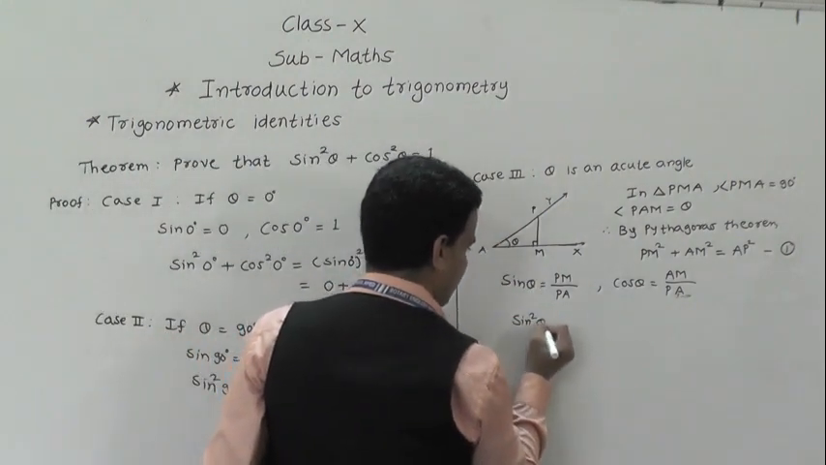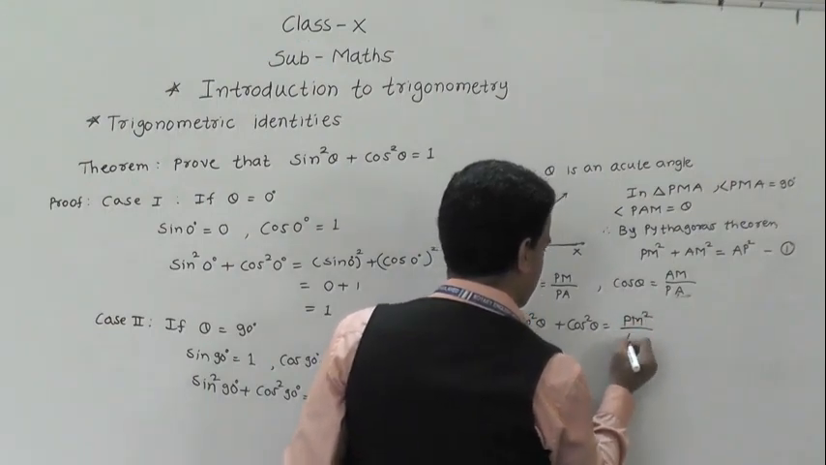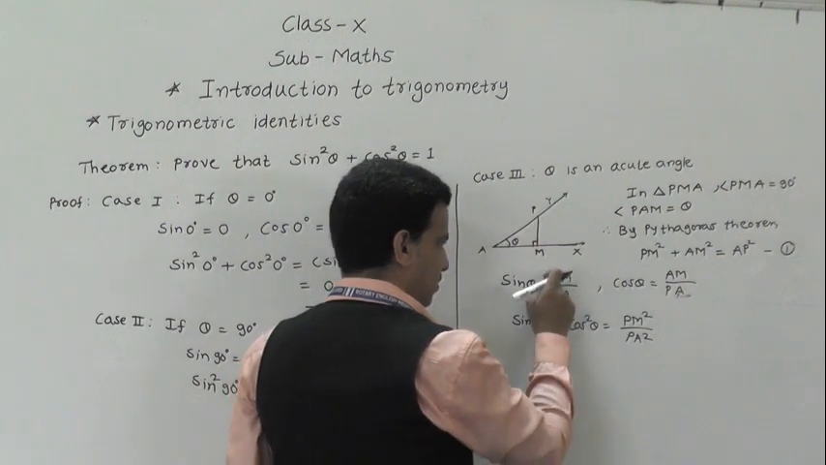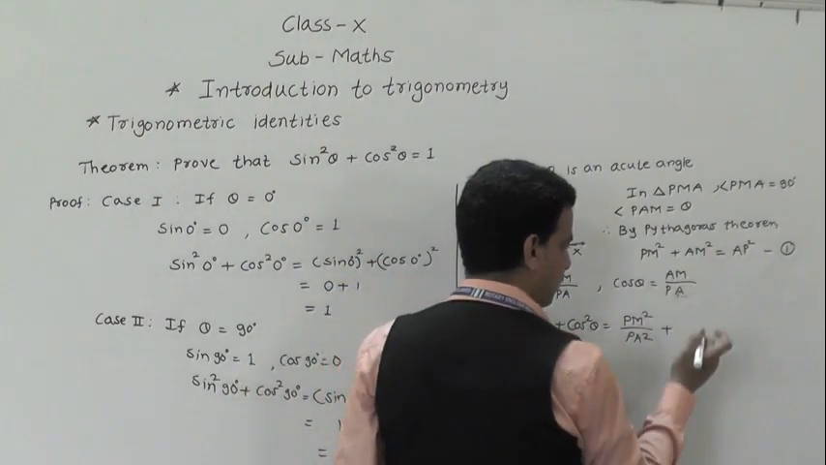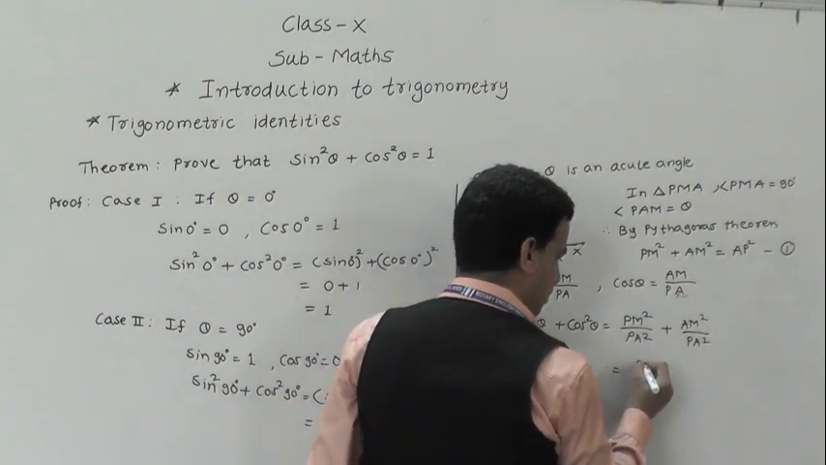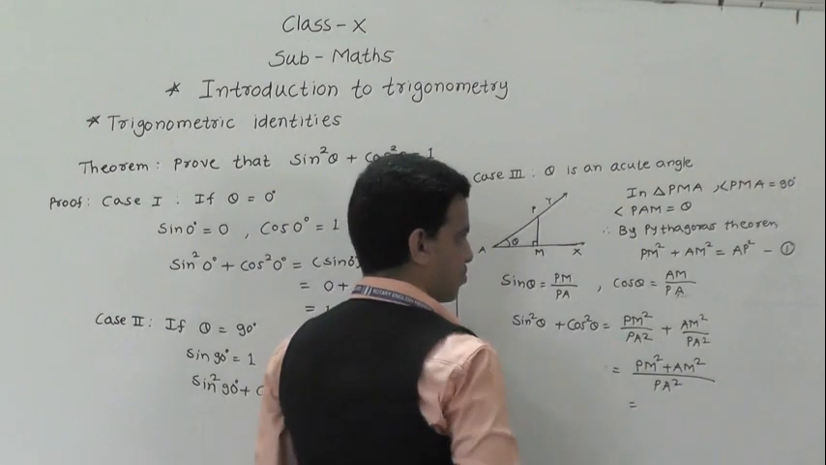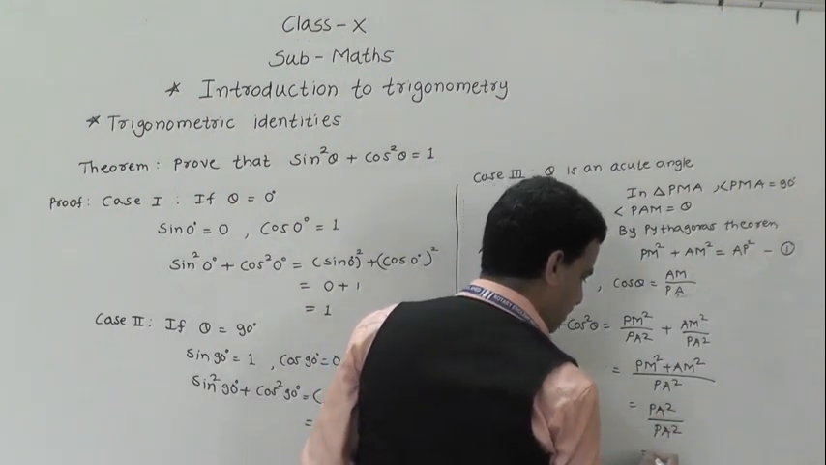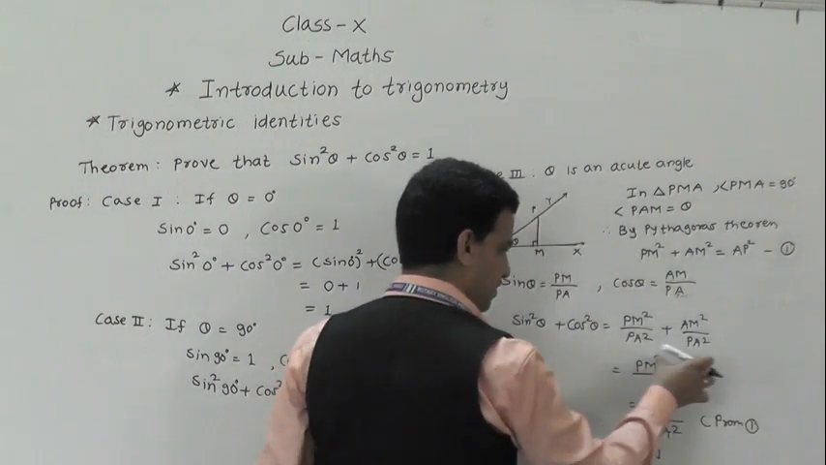So sine square theta plus cos square theta is equal to sine square theta, that is PM square upon PA square, because the value of sine theta is PM by PA. Sine square theta means square of this. So PM square by PA square plus cos square theta; cos theta value is AM by PA, so AM square by PA square. Now the denominator is same, so we can add the numerators: PM square plus AM square upon PA square. This value PM square plus AM square is AP square or PA square. So PA square divided by PA square is 1. And here from equation 1 we get PM square plus AM square is equal to PA square.